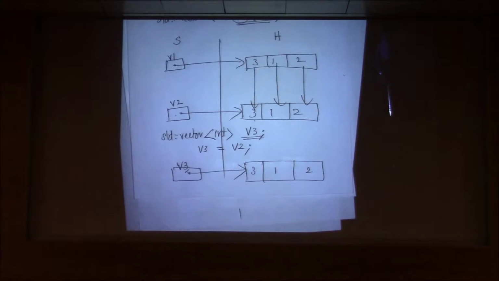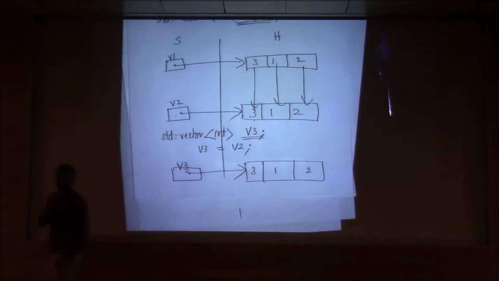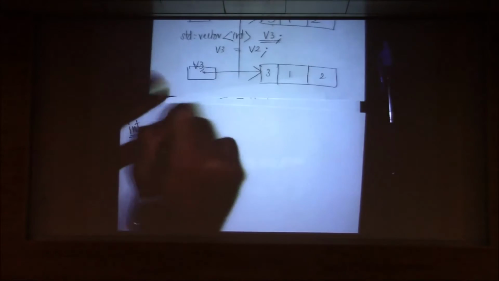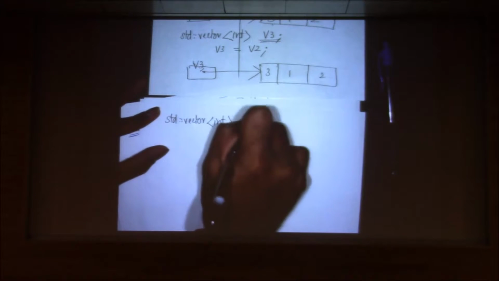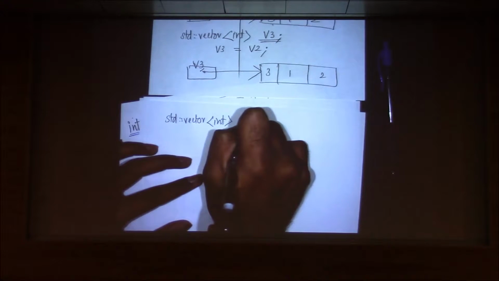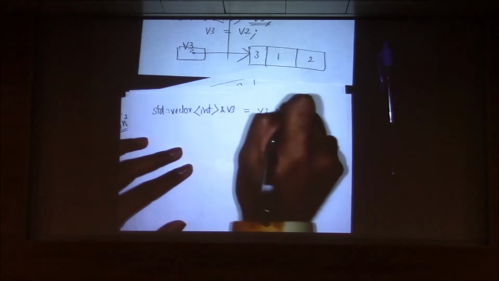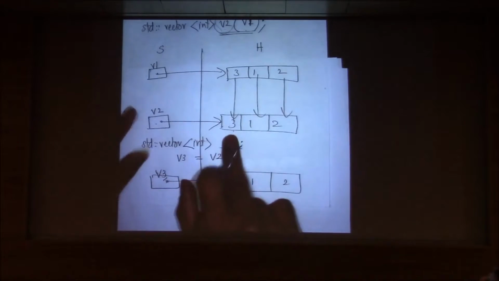So if we did want them to share the same address, we would use an alias. If you wanted to make V3 point to the same V2, what would you do? You would use a reference variable. That's why we need references. At that time, you would say something like std vector of int V3, but this is not just V3, it will be ampersand V3. So V3 is a reference to another vector, and that vector is V2. It is just another name. You can think of V3 as another name for the same vector V2.